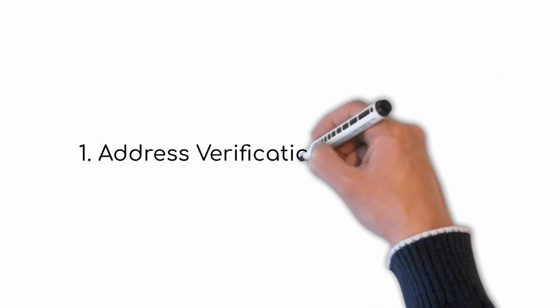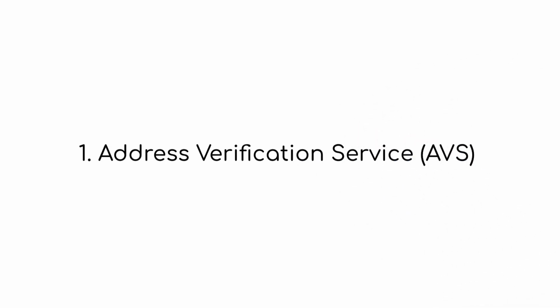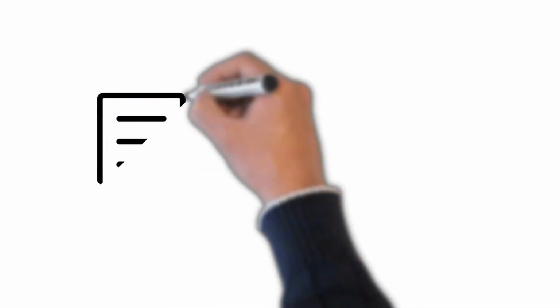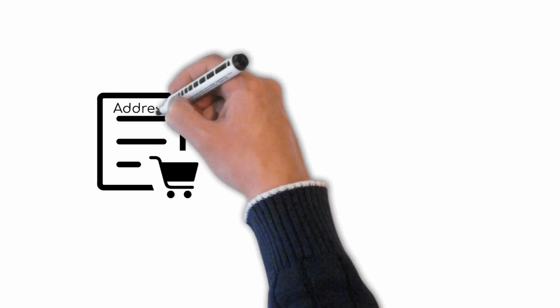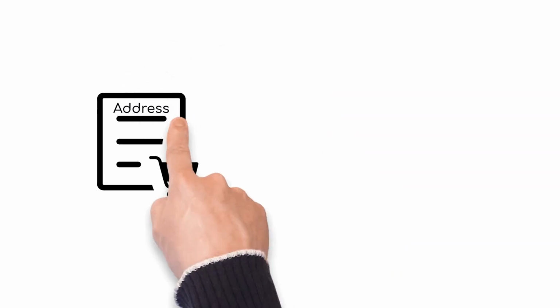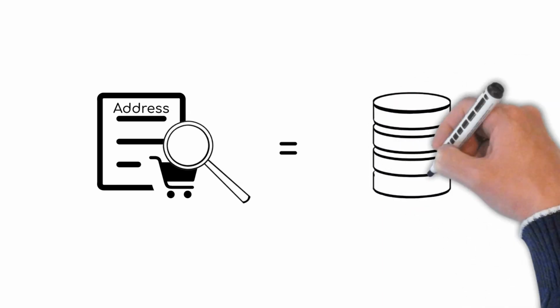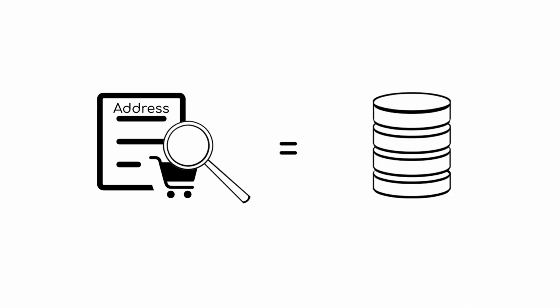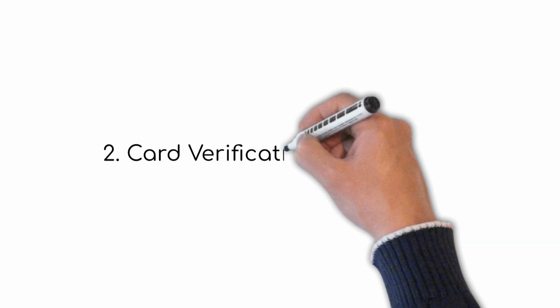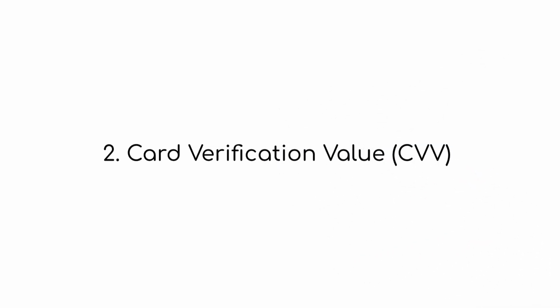1. Address Verification Service, AVS. The customers have to enter their billing addresses when placing orders. An AVS is used by payment gateways to check if the billing address provided by customers matches the card issuing bank records.